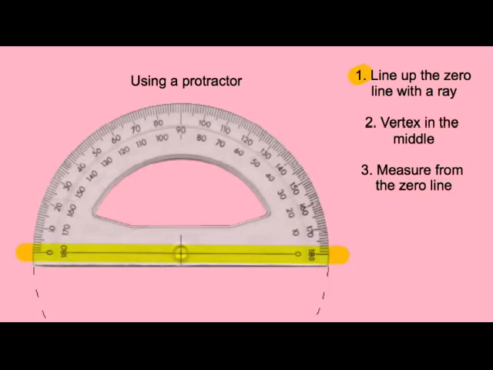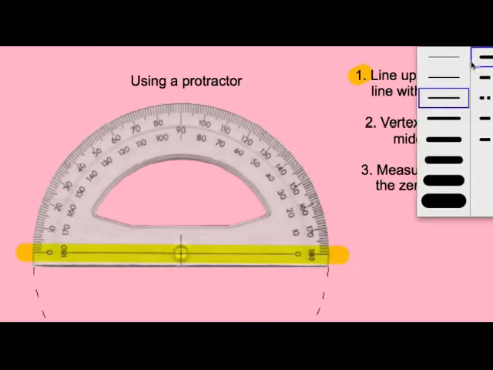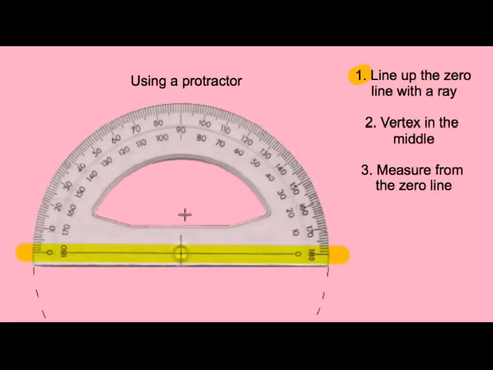All right, so when we have a ray, I'm going to make one, let's make a ray on there. We have to line up that ray with the bottom of the protractor. So we move our protractor until it lines up exactly with zero. And then the vertex, which is the end of a ray, goes right in the middle. That's key item number two. So where is that vertex? It's right here.